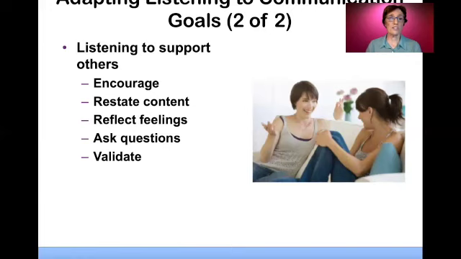So asking questions shows your engagement, and it also helps to get clearer on what the situation is, so that it increases your understanding. The last one here, validate, is when you let the people know they're worthwhile. And I talked about this before.